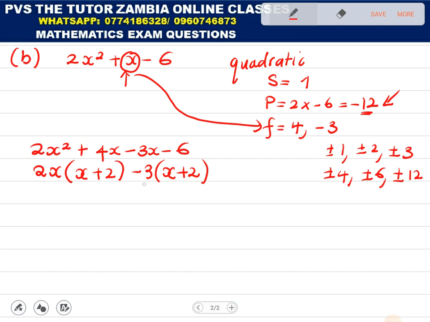Now, group what is out. So get that one and get that one. So we say 2x minus 3. Then just get one of these brackets: x plus 2. You've seen, eh? Yes, it's done. We are not solving an equation. We are just factorizing. And ladies and gentlemen, you are good to go.